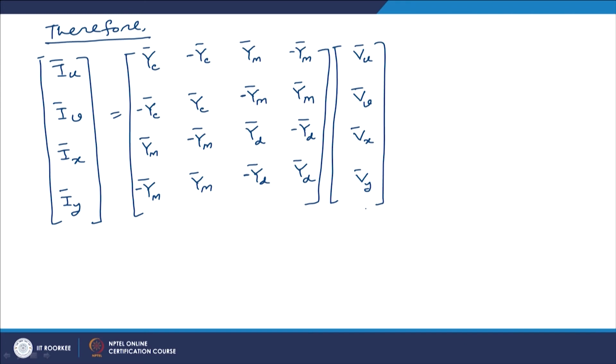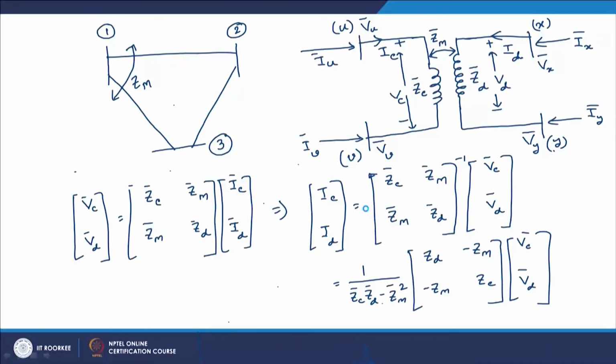Now, it may appear that we have done our job, but we really cannot utilize this, because this particular bus admittance matrix cannot be directly incorporated into our normal standard bus admittance matrix. So, we need to do something else. We will now utilize these equations and go through this.